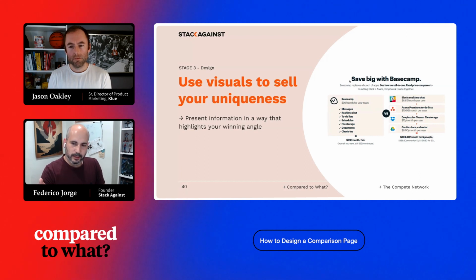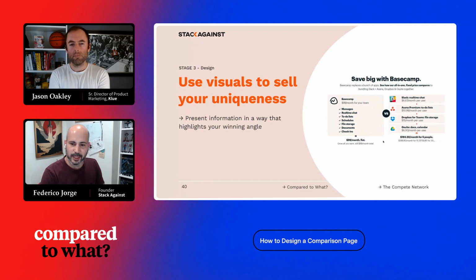And they were telling the story of saving big, but also this idea of an all-in-one platform versus having to use multiple tools. Now, again, this is not necessarily from a comparison page, but it's a really great way to highlight that comparison of you versus the other solution, right?